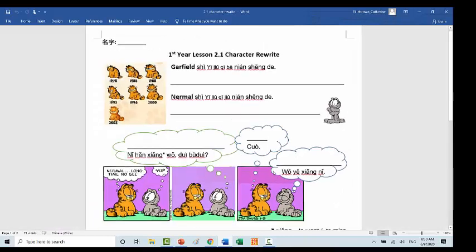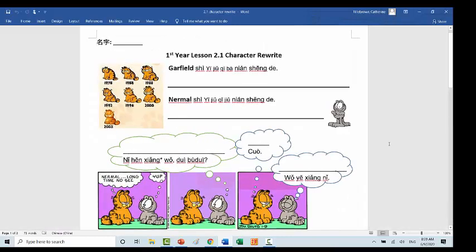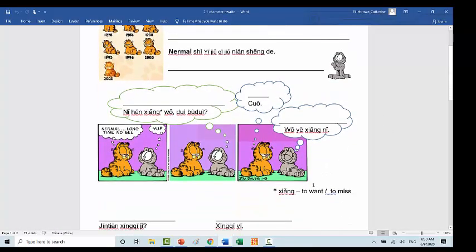After you finish your character tracing, you're going to do your character rewrite. I wanted to point out this passage, 你很想我，对不对? Xiang, we've learned as want, but it can also mean miss. You've missed me, right? No, wrong. I also missed you, is what that means. And here's the translation.